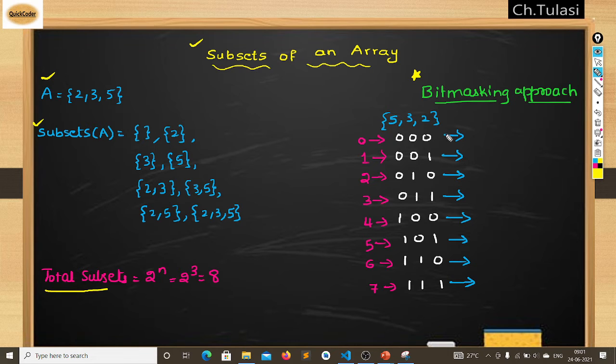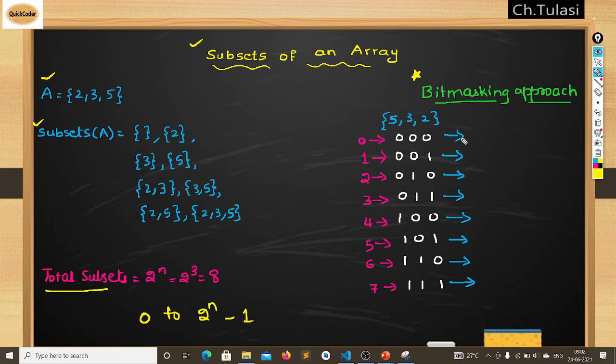So in the bit masking approach we usually represent the binary elements from 0 to 2 power n minus 1, which means 0 to 7. So this 0, 1, 2, 3, 4, 5, 6, 7 will be represented in binary format in n-bit form. Here there are 3 elements, so that is the reason I represented them in 3-bit format. Suppose there are 4 elements, I will represent them in 4-bit.